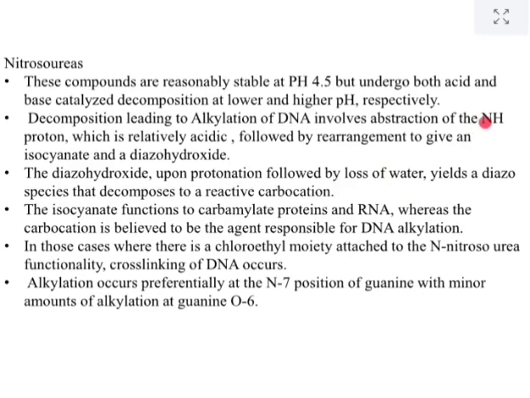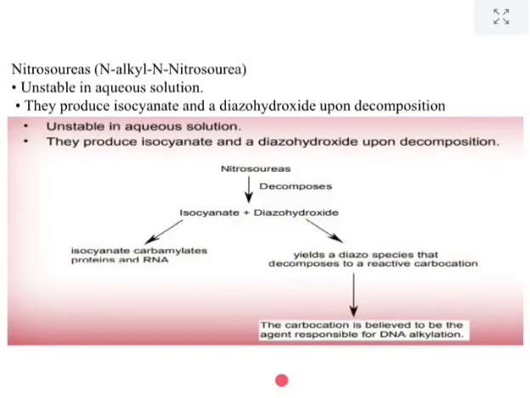So all of them have abstraction of the NH proton, which is relatively acidic, followed by rearrangement to give an isocyanate and a diazo hydroxide. We are going to see what happens. In summary, the nitrosoureas decompose, and when they decompose, they give us the isocyanate and the diazo hydroxide. The isocyanate can carbamylate proteins and even RNA. The diazo hydroxide is the one which undergoes further decomposition to give us the final carbocation.